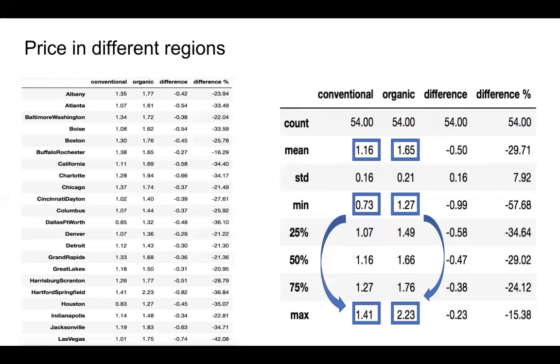We can see that across all the regions, the average price for conventional avocado is about $1.16 each, and the average price for organic is 50 cents higher than conventional. And also we can find the highest and the lowest price for both types of avocado. We also noticed that there's a huge price difference of the same type of avocado in different regions. For both types, the price can even double in different regions.